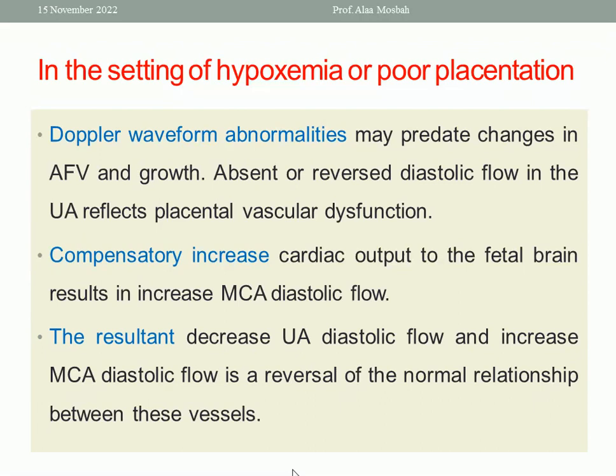Compensatory increased cardiac output to the fetal brain results in increased middle cerebral artery diastolic flow. This is a compensatory mechanism. When there is decreased blood flow to the baby, the fetal circulation accommodates this by increasing the blood flow to the brain. Okay? So that's why there is increased middle cerebral artery diastolic flow.